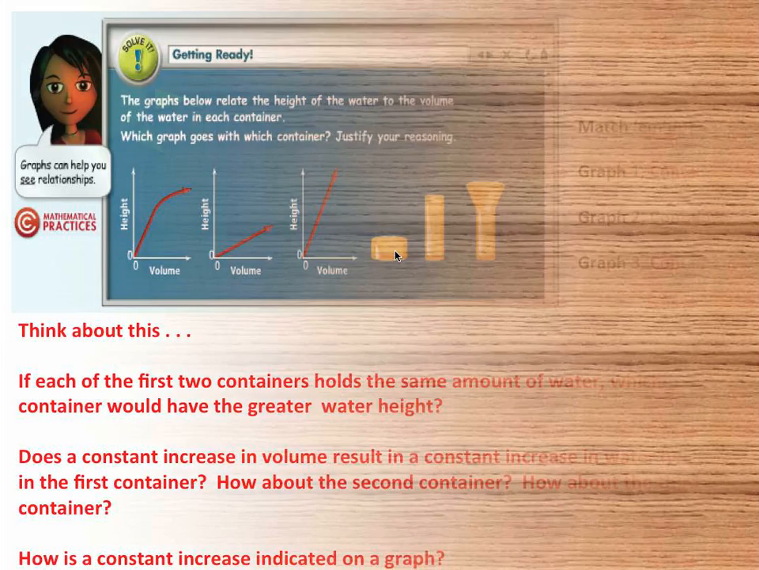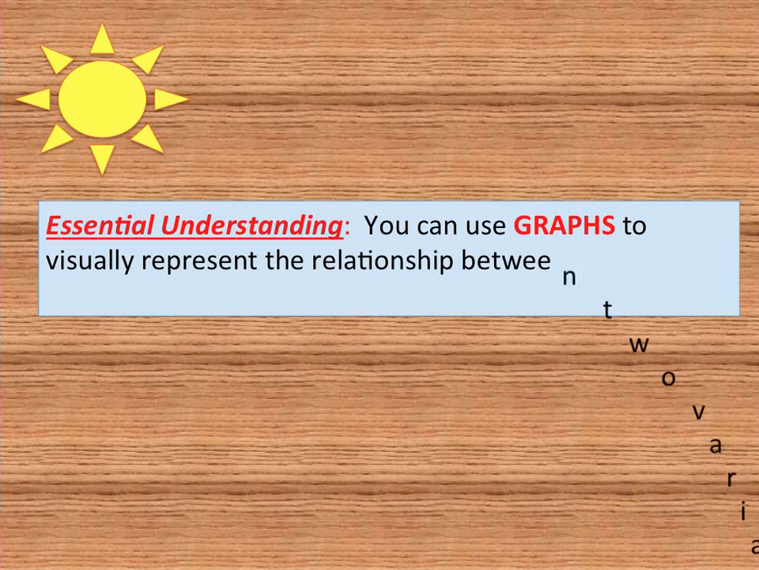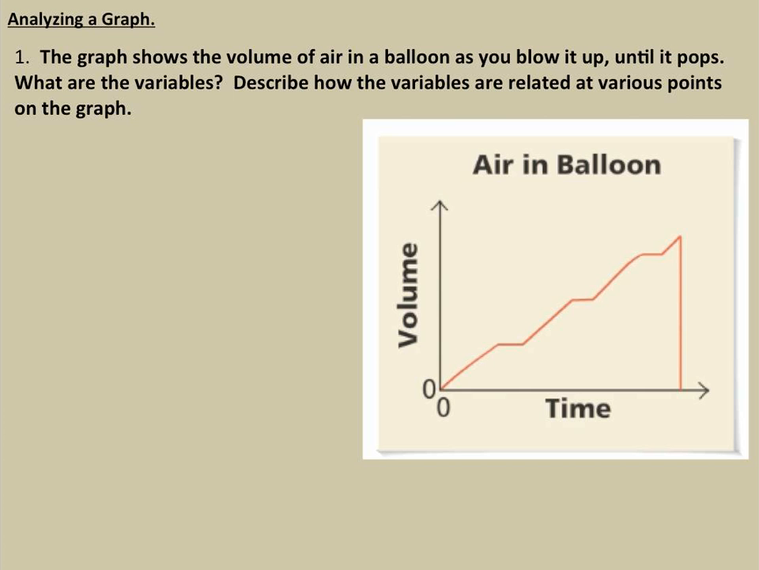Okay? All right, good. So here's our essential learning. For 4.1, you can use graphs to visually represent the relationship between two variable quantities as they both change. So here we go. The graph shows the volume of air in a balloon as you blow it up until it pops. What are the variables? Describe how the variables are related at various points on the graph.